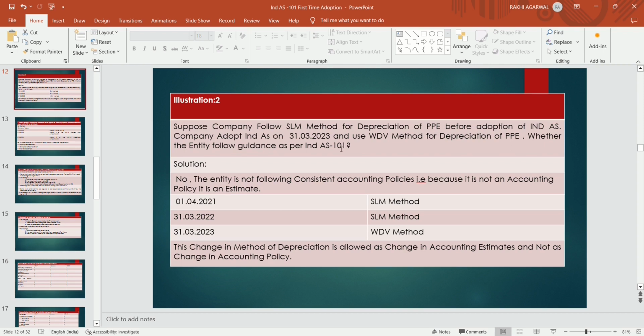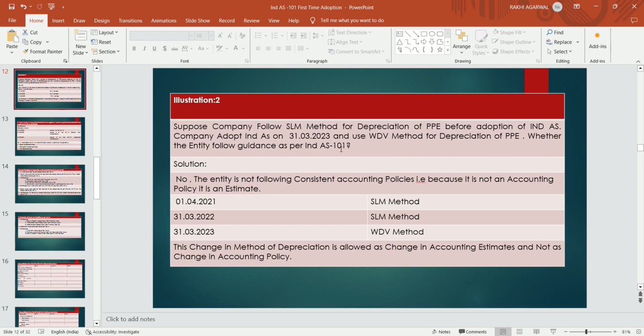Firstly, it is an accounting estimate. So the entity is not violating consistent accounting policy because it is not an accounting policy. It is a change in estimate, and change in estimates is allowed. That is, if the company is following SLM before adoption of Ind AS, but after adoption of Ind AS, the company is following WDV, it is treated as a change in estimate and not as a change in accounting policy.